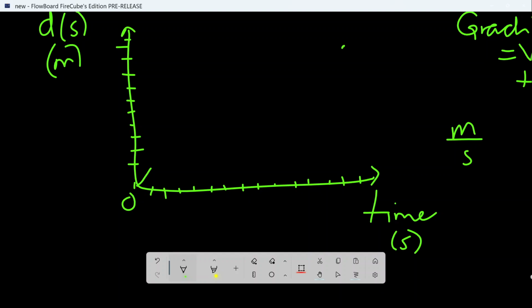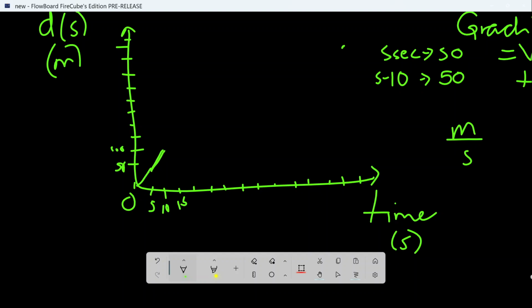Well, we have an object right there, and let's say that in 5 seconds it covers a distance of 50 meters. Then at 10 seconds it goes all the way to 100. So in the first 5 seconds, how much distance did it cover? All the way up to 50. Then from 5 to 10 seconds, it went from 50 to 100. So from 5 to 10 seconds, it covered another 50 meters.